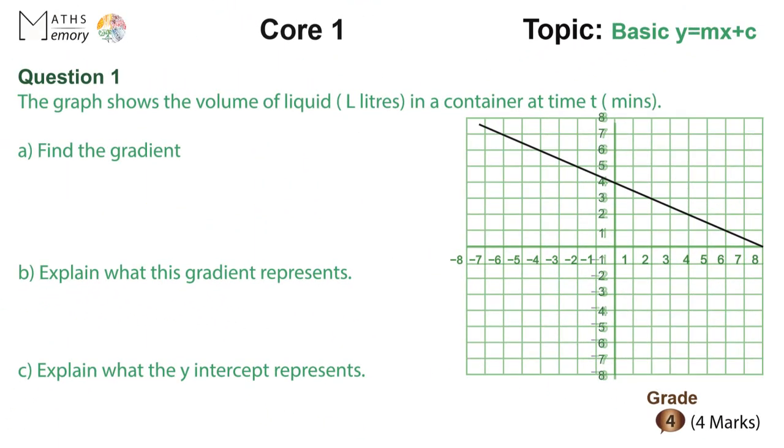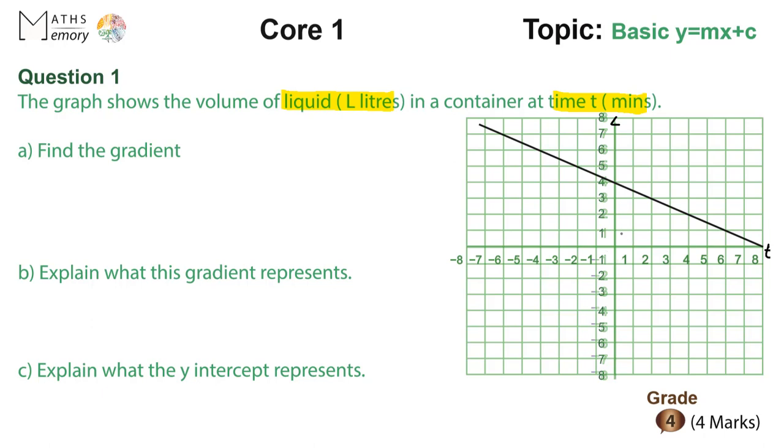Cool 1. Press pause. Write this question down, parts A, B, and C. Press play when you're ready. So this question is all about applying y equals mx plus c to a context, and in particular looking at two different variables to represent x and y. So the graph shows the volume of liquid in a container at time t. So we have an x and a y axis. This should be given to you already. We can call this over here L, number of liters, and this is t, the time in minutes.